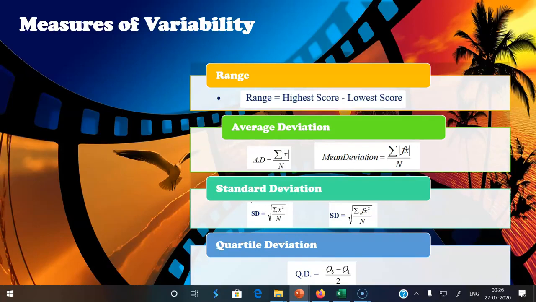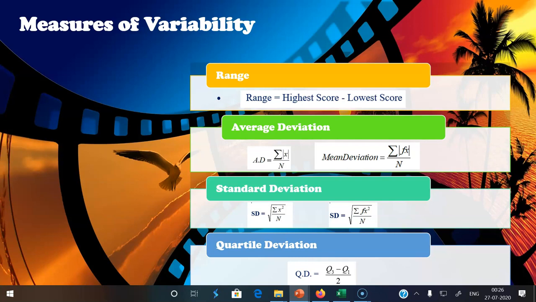Quartile deviation, or QD, can be defined as half of the difference between the 75th percentile and the 25th percentile. Hence, it is one half of the scale's distance between the 75th and 25th percentile in a frequency distribution. The formula for QD is equal to Q3 minus Q1 divided by 2.